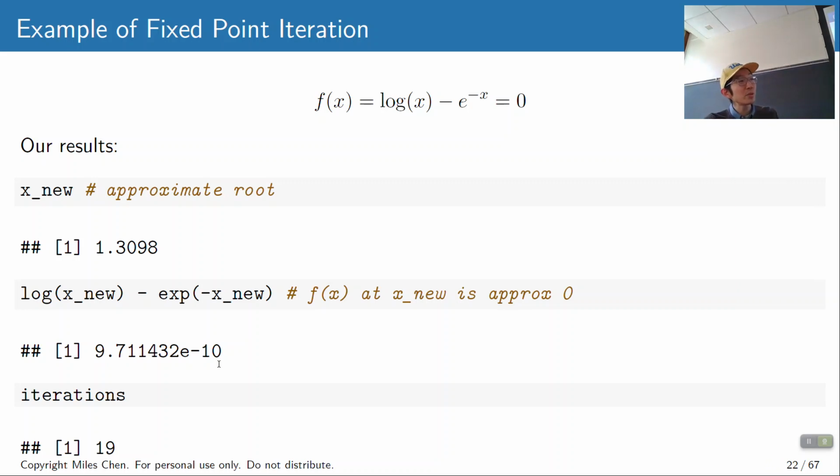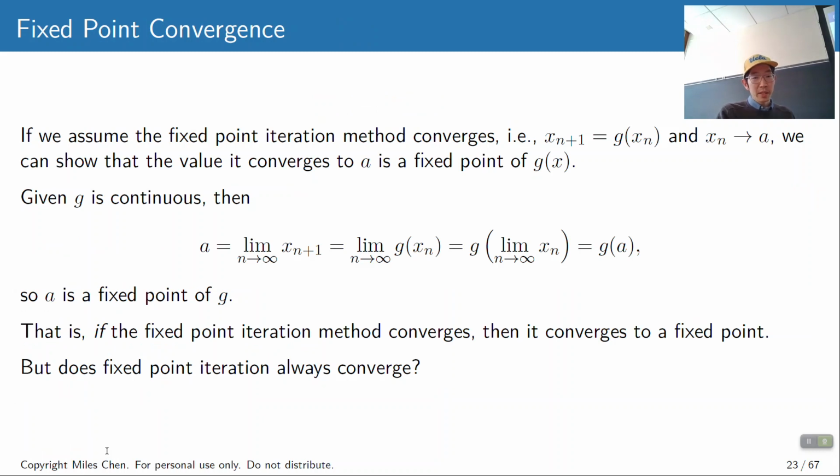So then I say, okay, that's pretty good. That's close enough to 0. And that's going to be our approximate answer, right? And it took us 19 iterations to get to that answer. And that's fixed point iteration, okay?